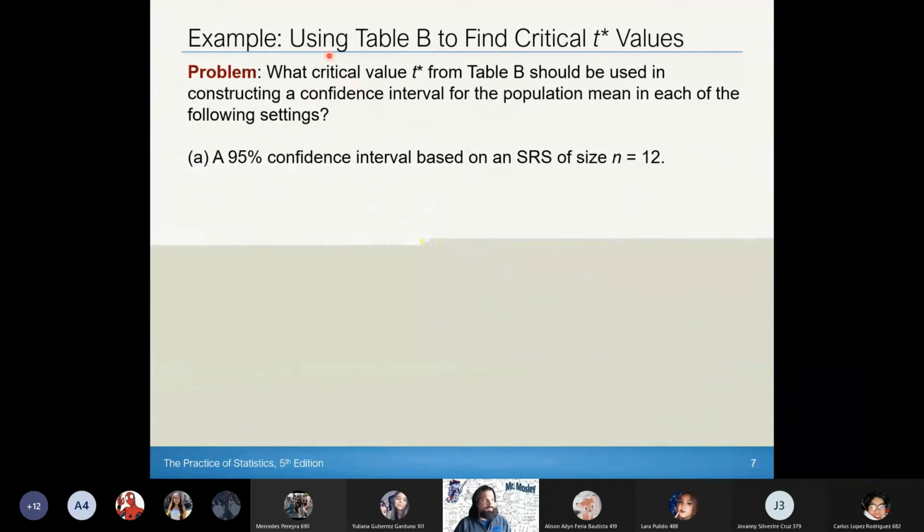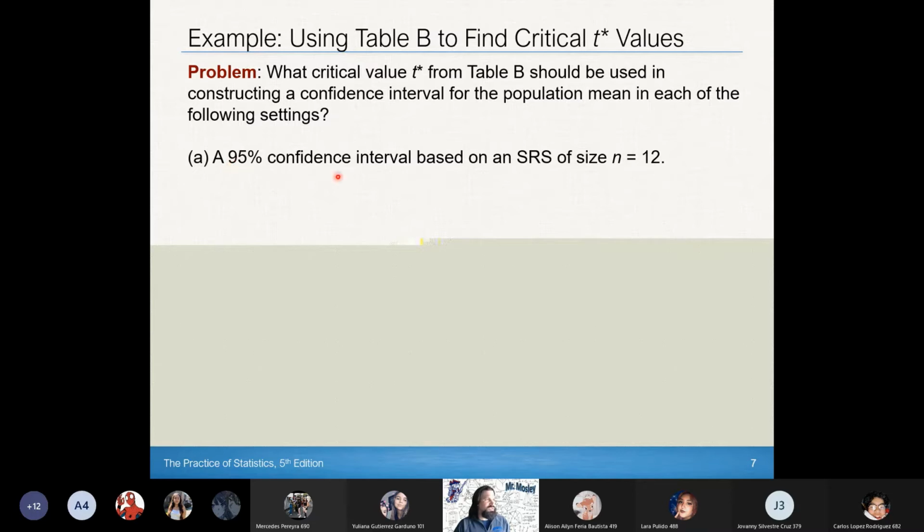So what we use is called table B. That is our t distributions, and it's how we find critical t star values, similar to these z star values. So we have a problem here. What critical value t star from table B should be used in constructing a confidence interval for the population mean in each of the following settings?